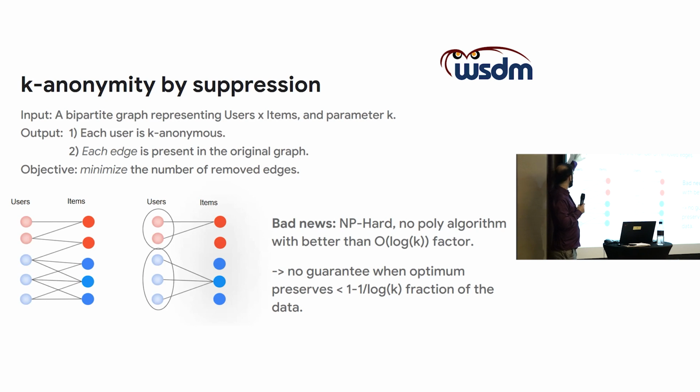In k-anonymity by suppression, we can just remove some edges. We cannot add any edge. We can just remove some edges to make this, right? This problem is NP hard.